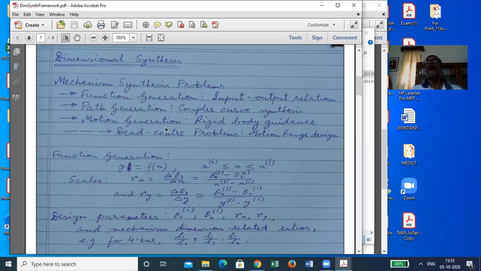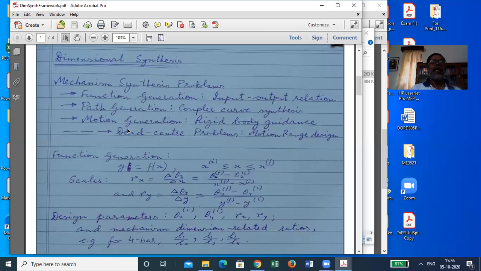floating link of whatever 6-bar or 8-bar mechanism I am thinking of, and then work out the dimensions in such a manner that when the mechanism is operated for theta 2 value from 23 degree to theta 2 value of 75 degree, it does go through all those 3, 4, 5, 6, or 7 positions. Okay, that would be great fun. Okay, so this is the problem of rigid body guidance or motion generation.